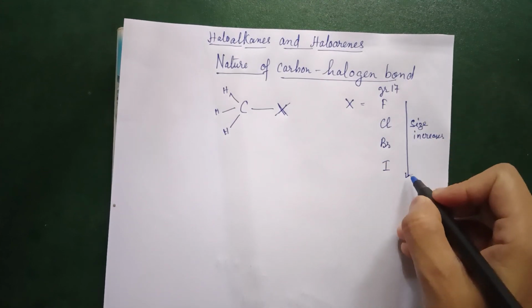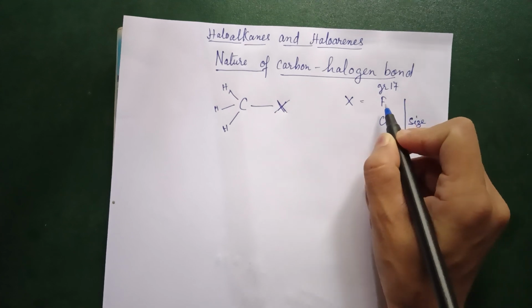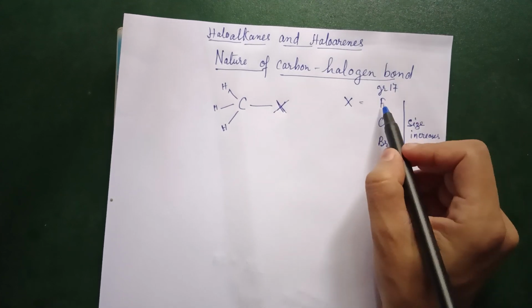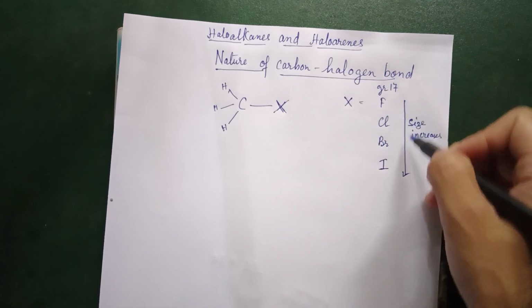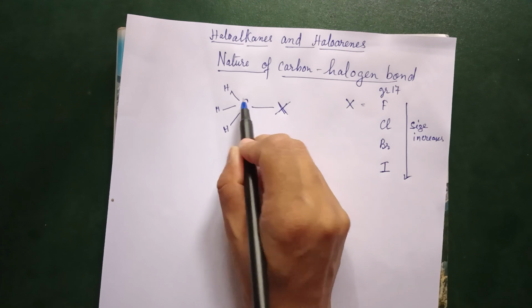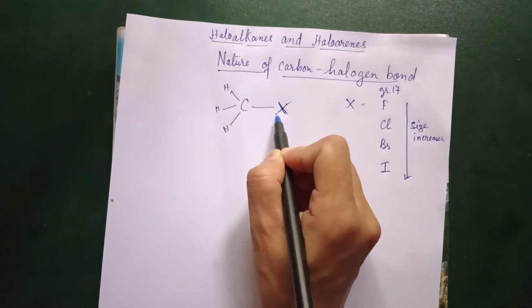As we go down the group, size increases. That means iodine will be the greatest in size, and fluorine the smallest. As we go down the group, atomic size increases. Now let's talk about this carbon and halogen bond.